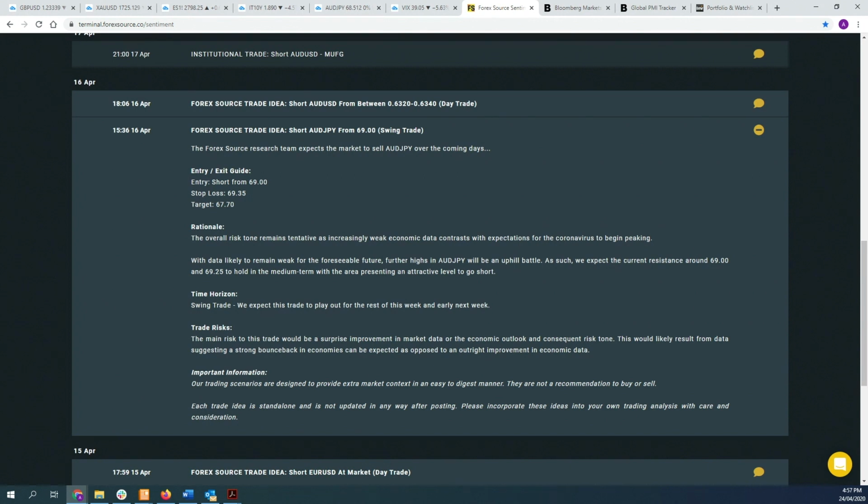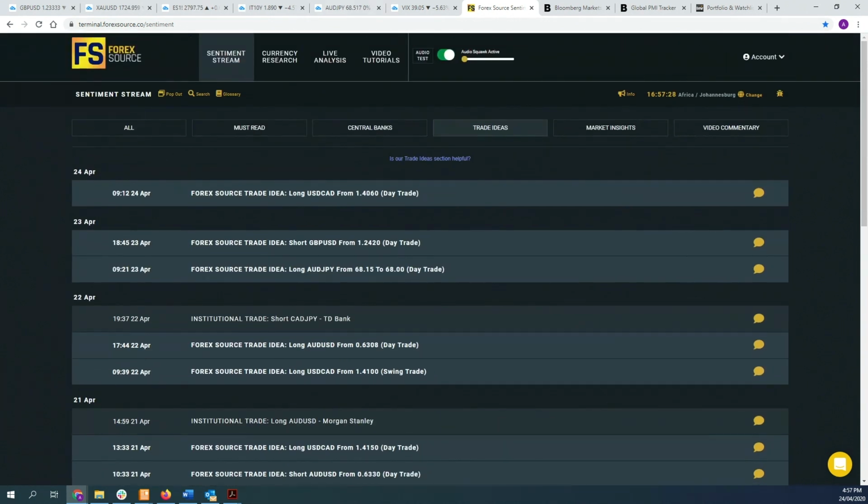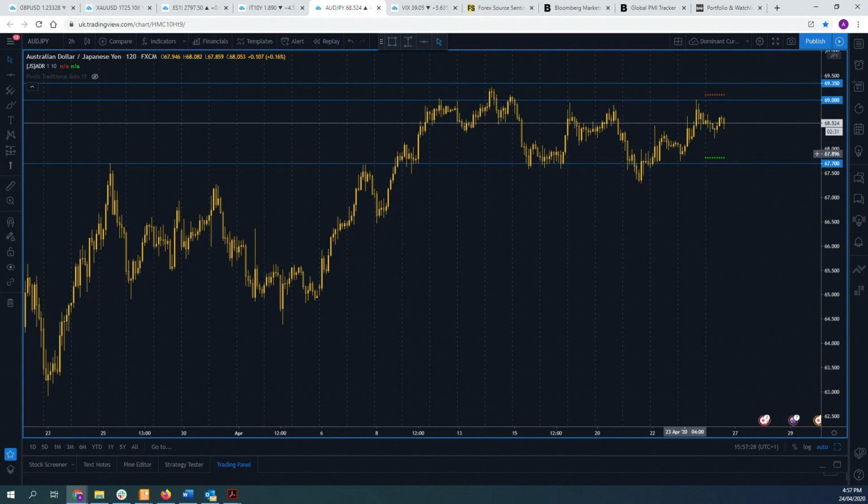So just by reading the rationale and the trade risk, we can see that that is still a valid trade idea for looking for some potential downside in the Aussie yen. And it's just a quick way that you guys can use going forward to see whether these trade ideas are still valid and whether the rationale still makes sense, or whether the risk factor has invalidated that trade idea.